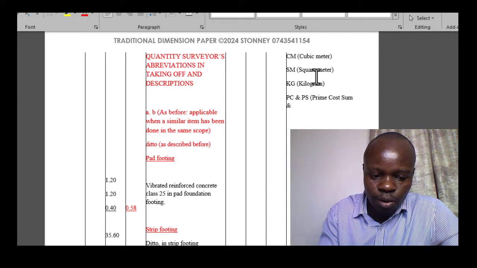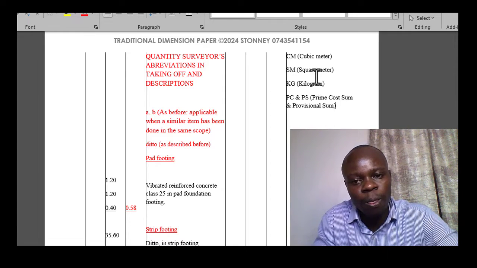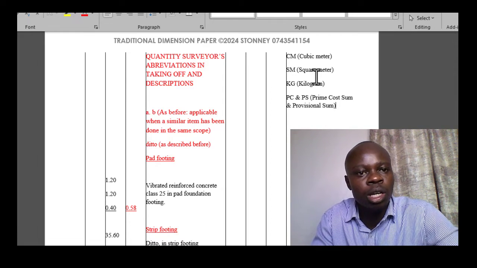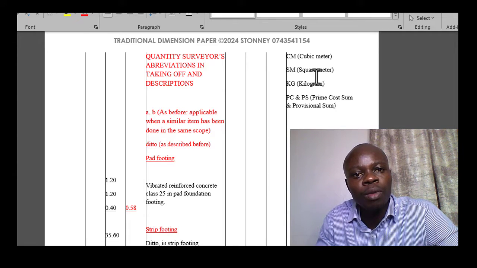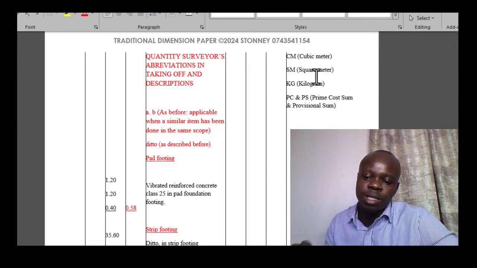And then we have PS, standing for provisional sum. Of course, the provisional sums simply stand for sums which are allocated to those items which, at the time when you are preparing the bills of quantities as a quantity surveyor, you are not able to clearly get the specifications for. So you will provide sums for it as provisional sums, abbreviated as PS.